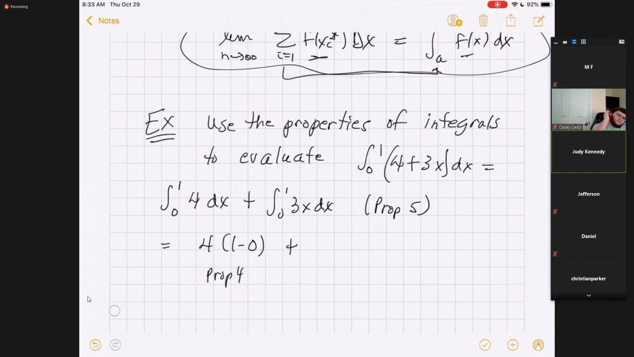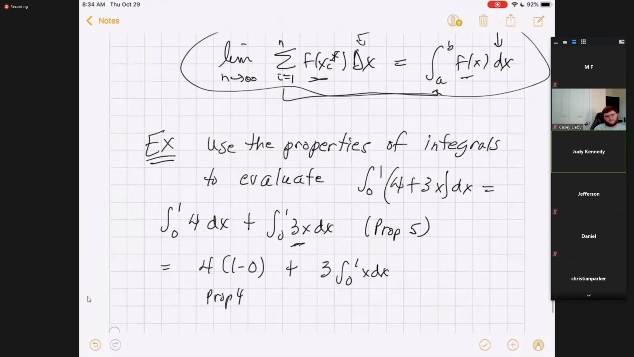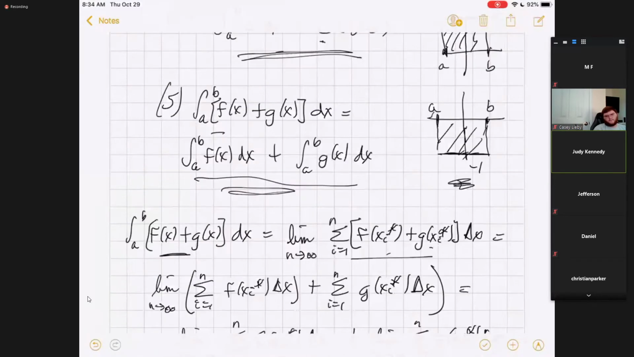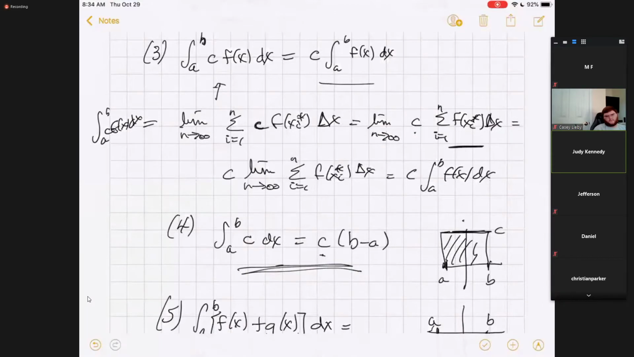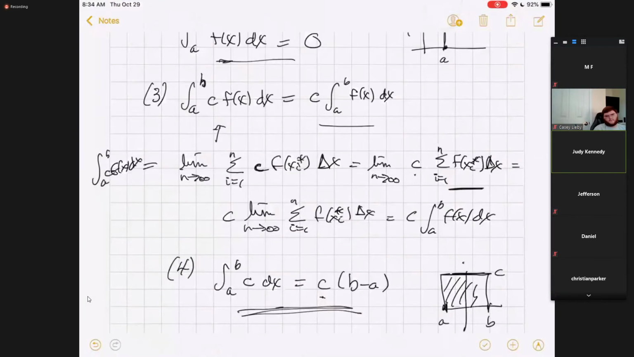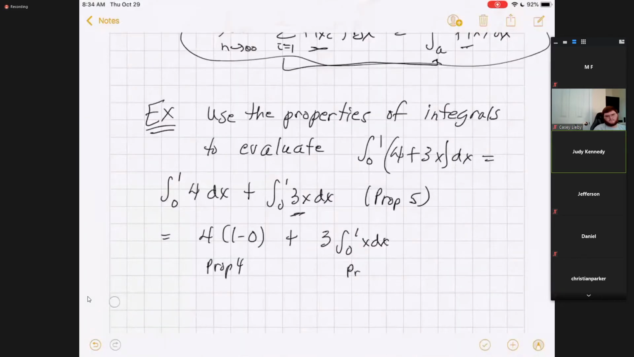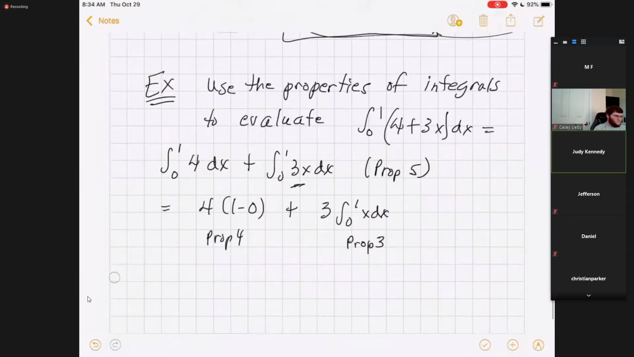And then I can bring the 3 out of this one because it's a constant. And what rule was that? That was rule number 3. Okay, property 3. And then, what's the integral from 0 to 1 of x?